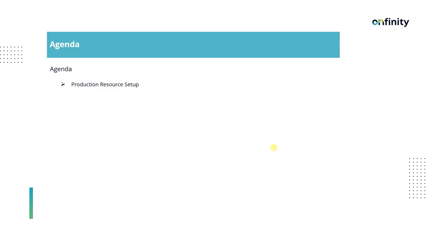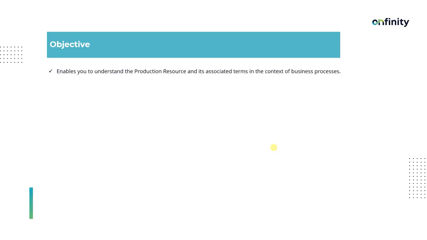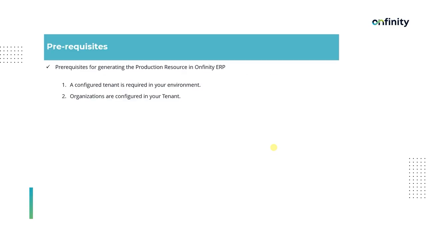So here is the agenda. The objective enables you to understand the production resource and its associated terms in the context of business processes. The prerequisites for generating the production resource in Onfinity ERP require a configured tenant in your environment. Organizations should already be configured in your tenant.